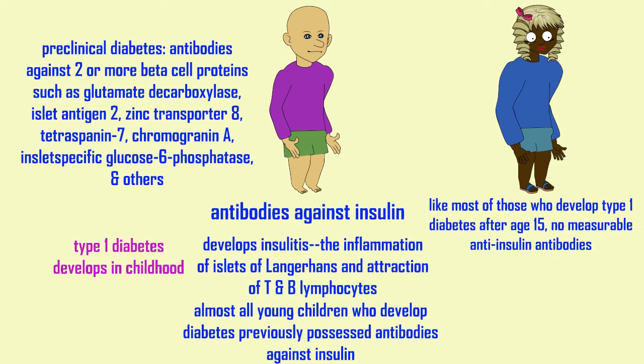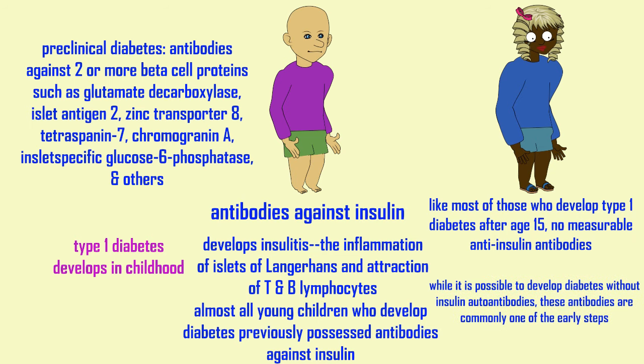This last individual developed diabetes later in life. And like most of those who develop type 1 diabetes after age 15, there were no measurable anti-insulin antibodies. Thus, these antibodies are commonly one of the first symptoms in type 1 diabetes, but many cases occur without them.